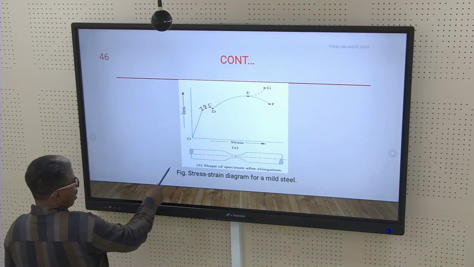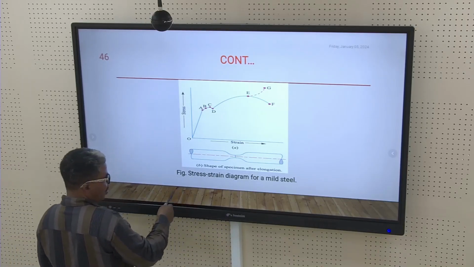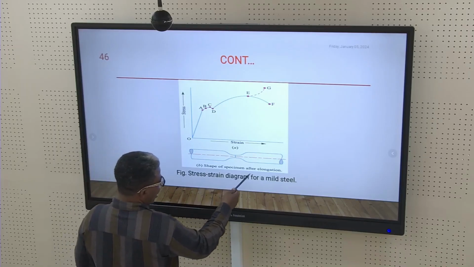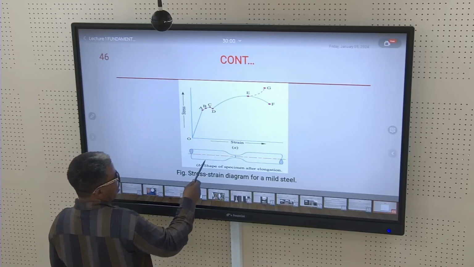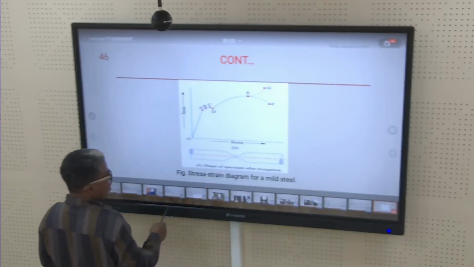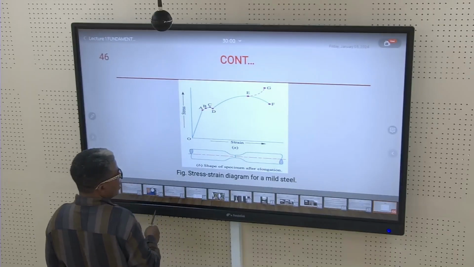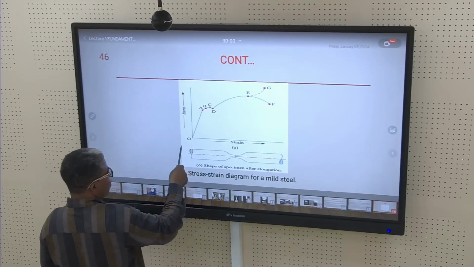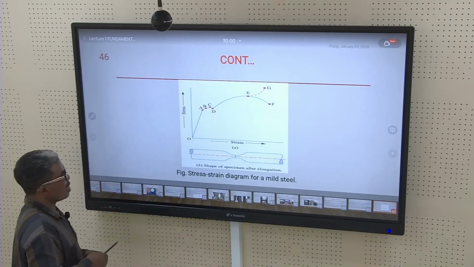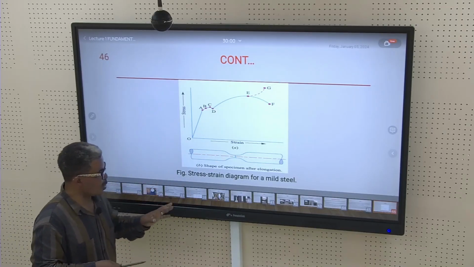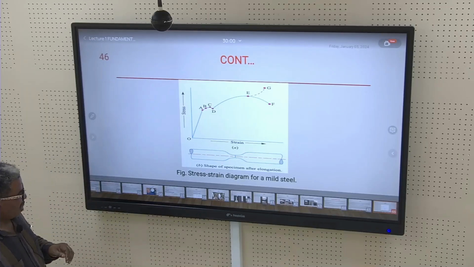This is our object or specimen, the shape of the specimen after elongation. You can see the necking here until there is a fracture here. There is a yielding point here, CD, and from O to A that indicates the proportionality of stress and strain. So this figure in totality indicates the stress-strain diagram for a mild steel material.